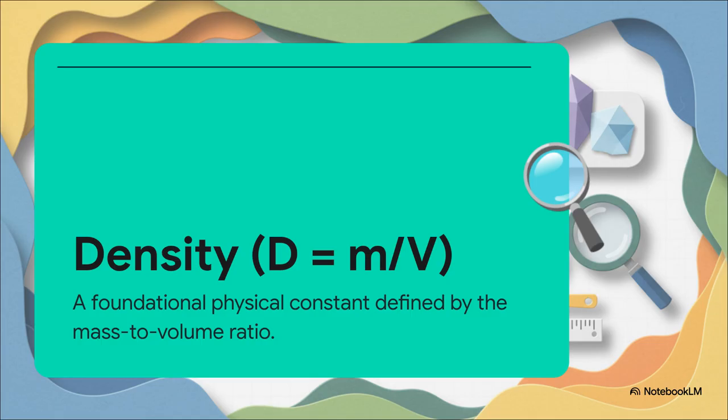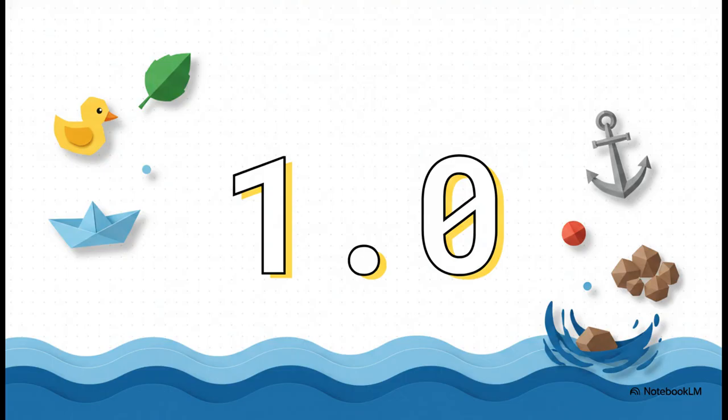Once they have that exact volume and they divide their mass by it, this calculation unlocks a whole new level of physical science. It tells us exactly how tightly packed the matter is within a given space. And to put that into perspective, the benchmark density of water is exactly 1.0 grams per cubic centimeter. Why is this specific number so vital?